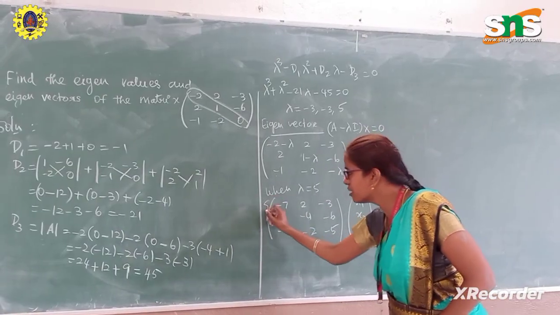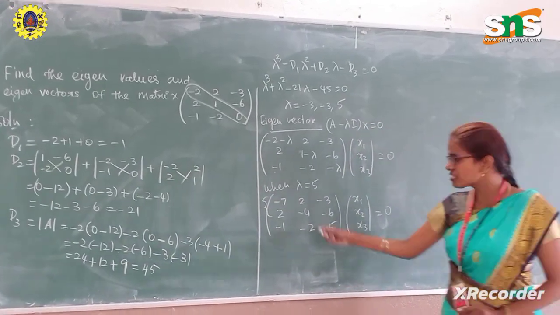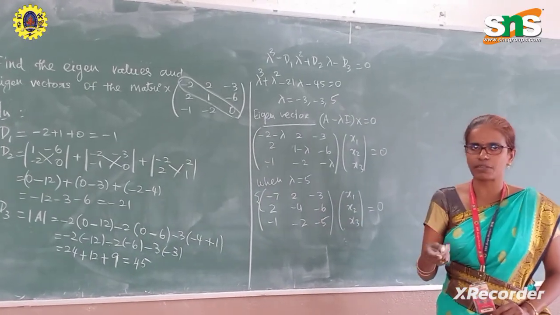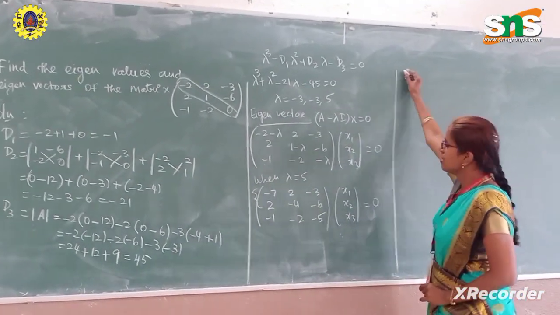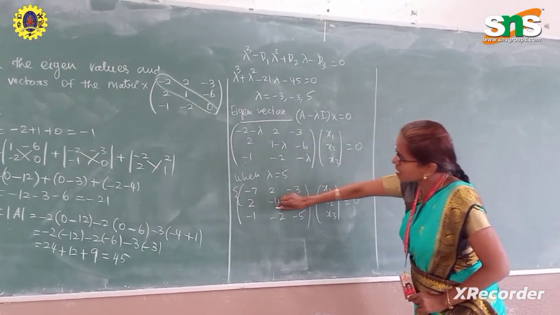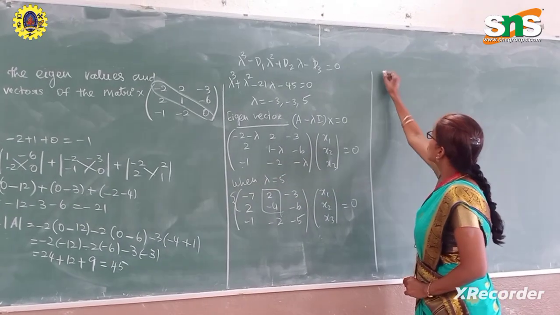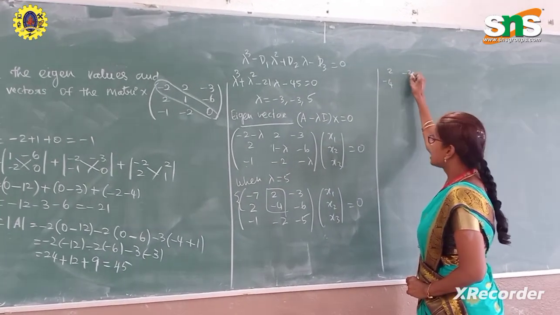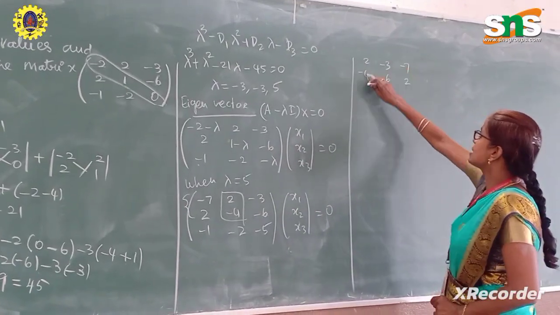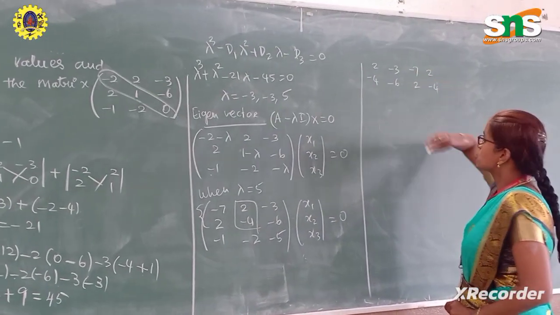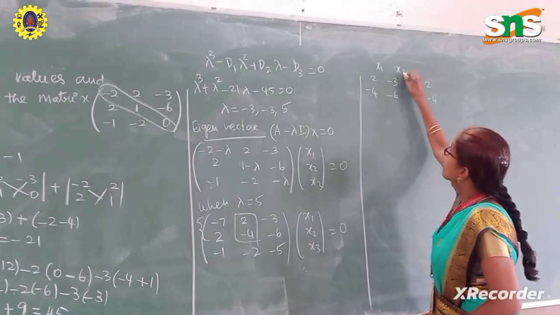Now you can check the first two rows. If it is different, you can proceed with cross multiplication. So here it is different, so we are going to have cross multiplication method. We are going to start with this element. So 2, minus 4, minus 3, minus 6, minus 7, 2. Again, the first and last should be same. So minus 2. You can put the value x1, x2, x3.